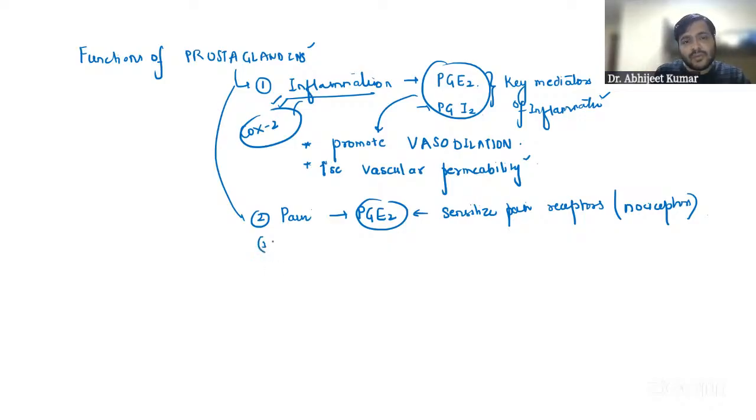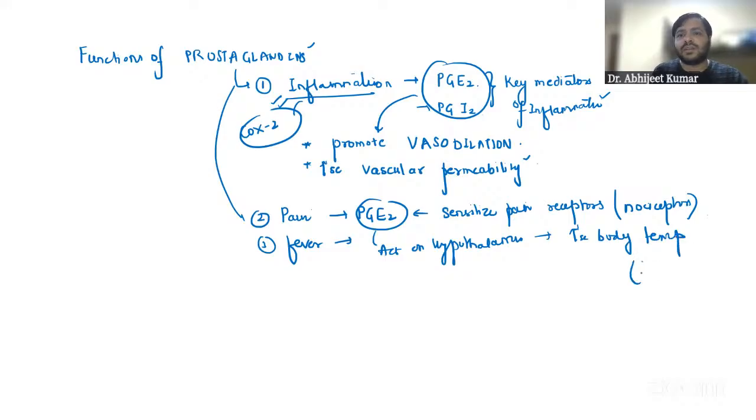Even if we talk about fever, they act on the hypothalamus, and obviously they act on the hypothalamus to increase body temperature, that is pyrexia, contributing to the fever during infections or any kind of inflammation, right? Now, they also help in the fourth function, the regulation of blood flow.